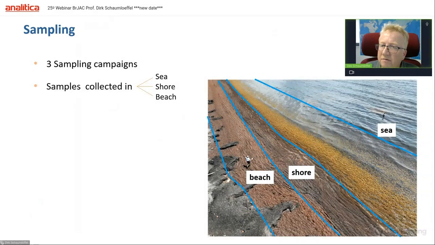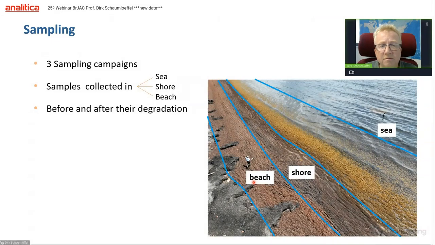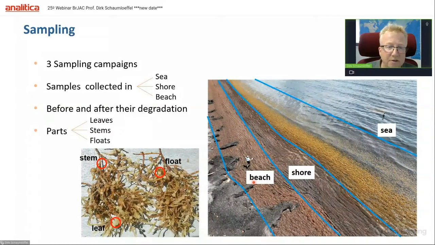Then there is an area which we did not regard, then what is called the shore, and then the beach. Between the sea, where it's really the fresh algae, the shore is already partly decomposed, and on the beach it is decomposing already. The algae is dry and decomposed. So at these 3 areas, the samples were collected, before, during, and after degradation. And then we analyzed the leaves, the stems, and the floats of this algae by NanoSIMS.